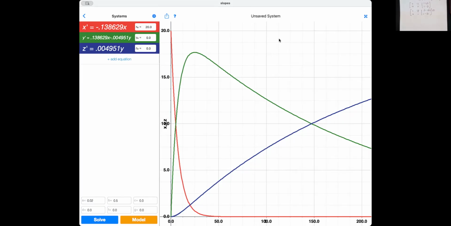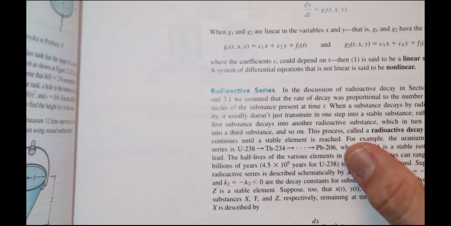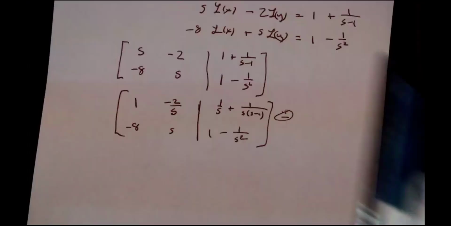What was the example in the text? Uranium to thorium to lead, something like that. Yes. Uranium to thorium to lead. Oop, doesn't help. You can't see squat because I'm still screen sharing. Uranium to thorium to lead. That's our uranium decay series.